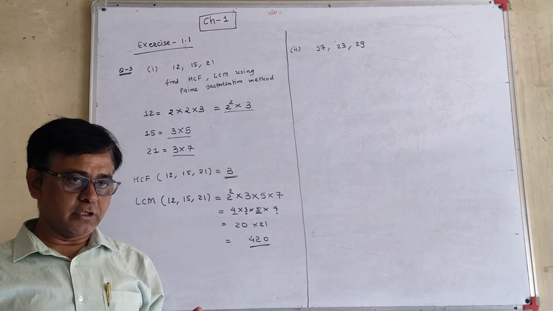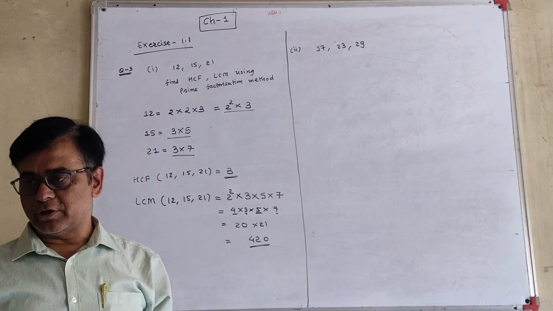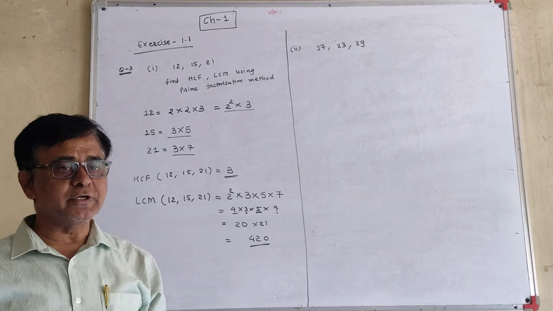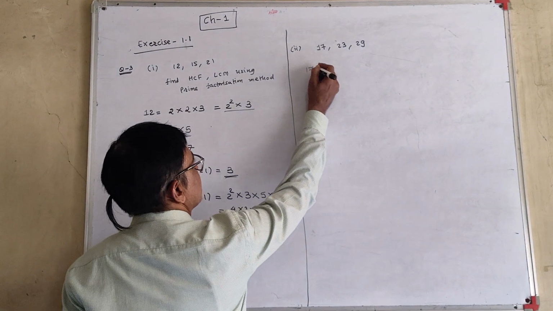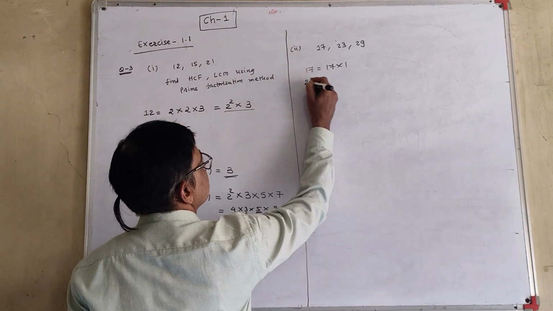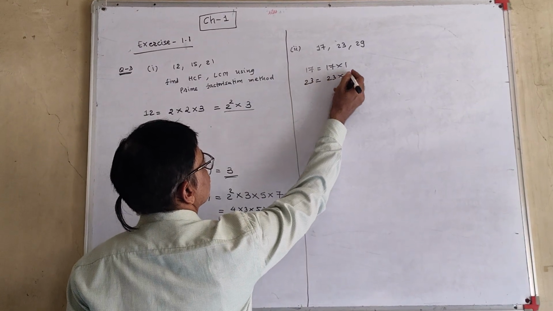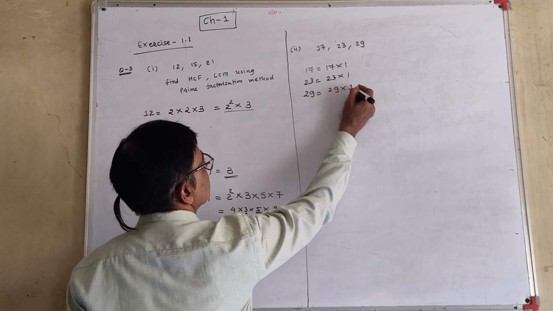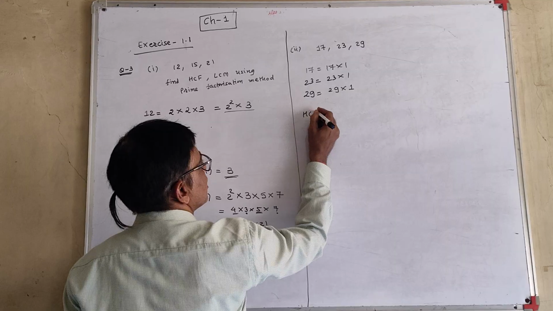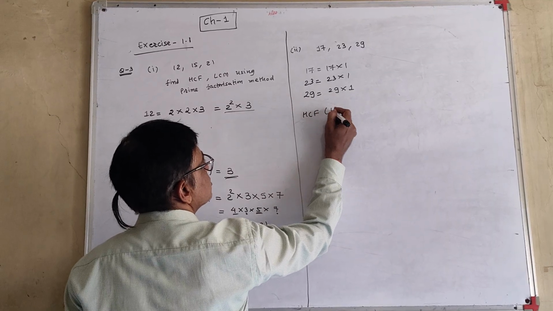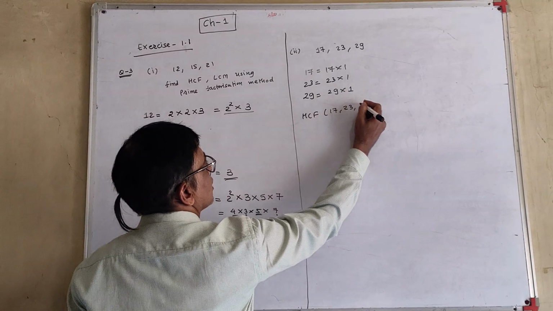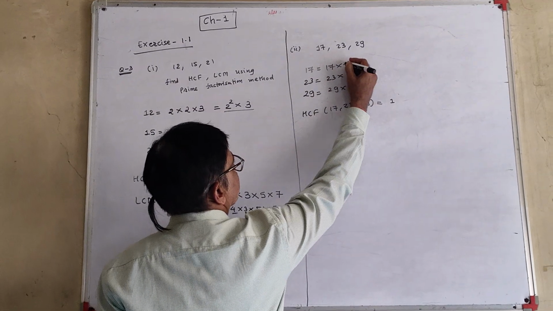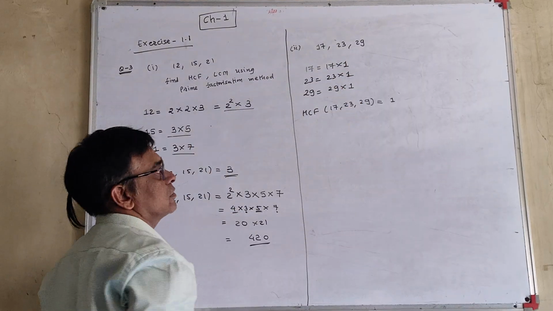In all the prime numbers, nothing is common. That means 1 is common, so HCF is 1. So 17 is equal to 17 multiply 1, 23 is equal to 23 multiply 1, 29 is equal to 29 multiply 1. So the HCF of all these three prime numbers is 1, because 1 is common. Done.